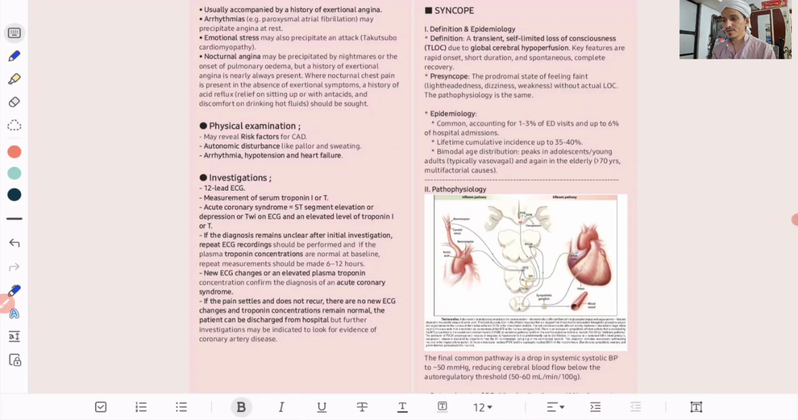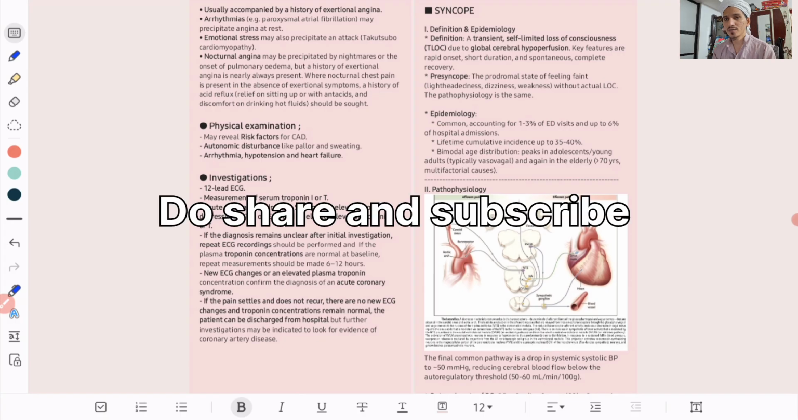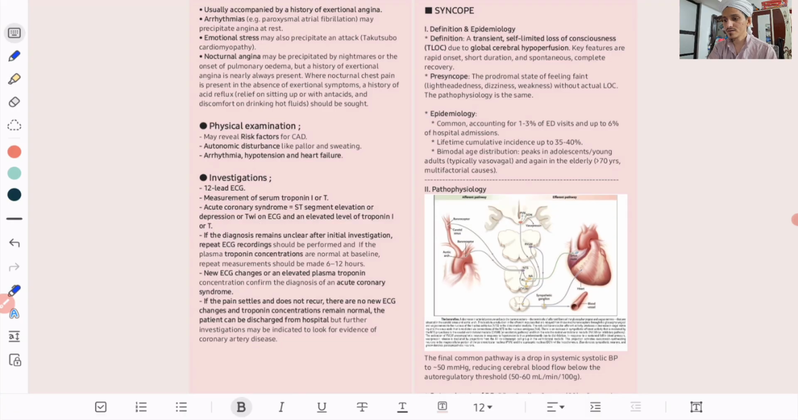Today let us discuss the topic of syncope. It is a vast topic, but let us wrap it up in a very concise manner. Okay, so let's begin with the name of Allah.